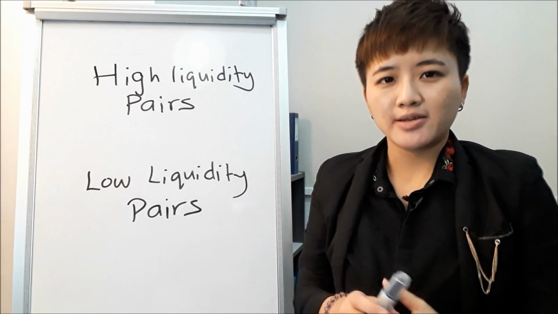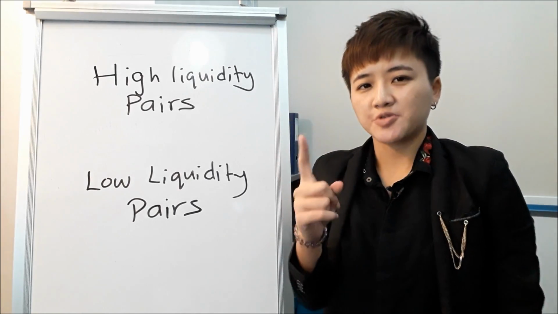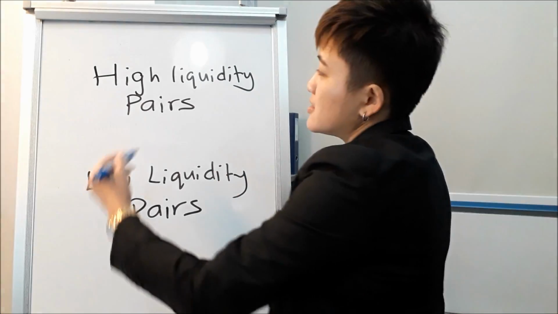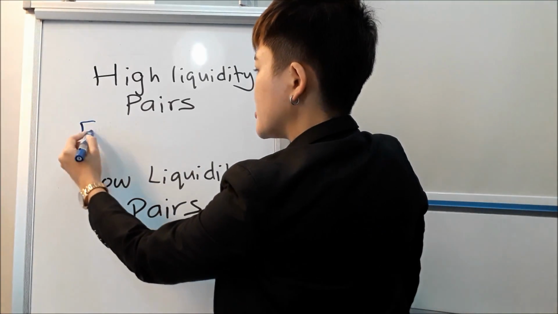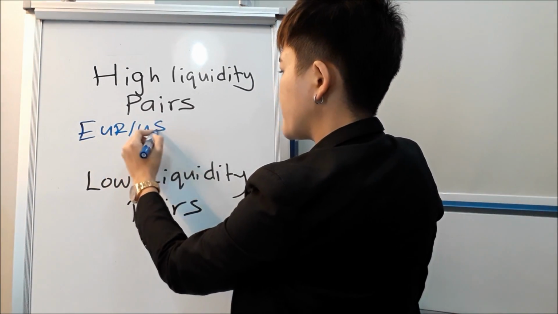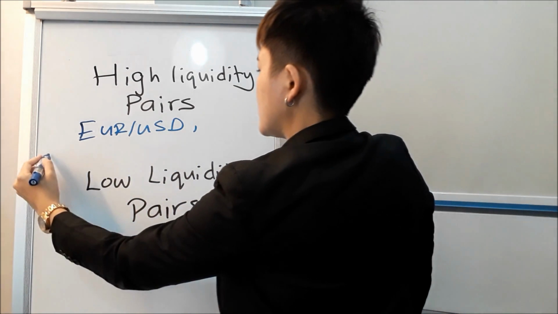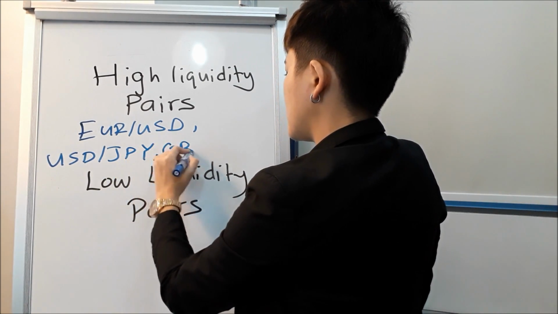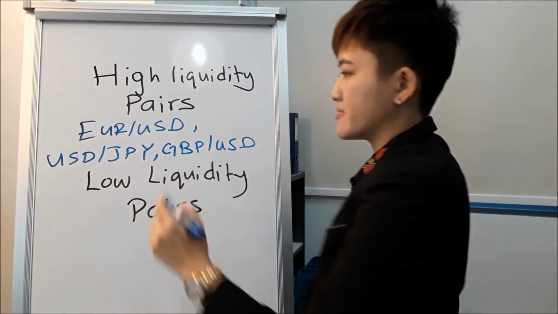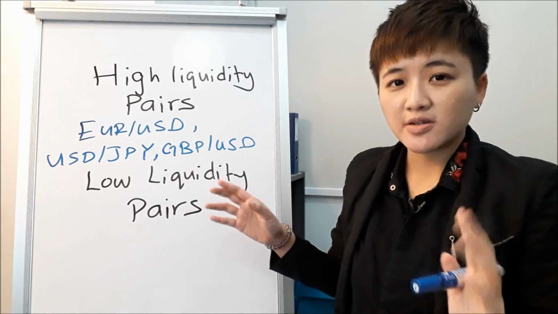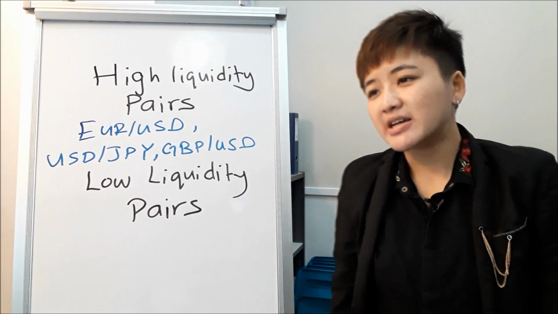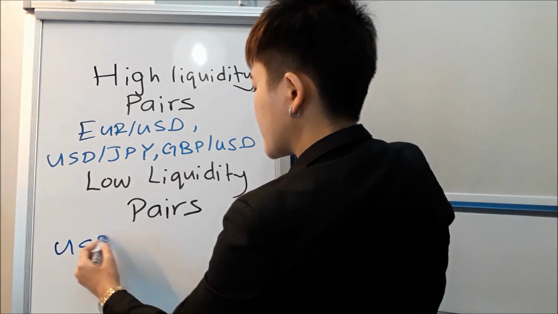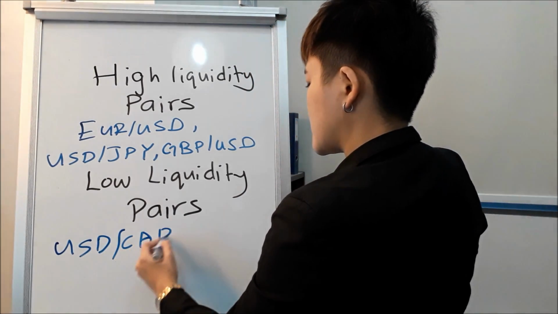Okay, let's just classify the liquidity into two groups, okay? The high liquidity ones and the lower liquidity ones. Now I'm still talking about major pairs, okay? So the higher liquidity pairs, of course, you have your euro dollar, and you have your dollar yen. Then of course you also have your pound dollar. Literally everybody trades. Your neighbor trades it, your dog trades it. Whereas for the lower liquidity pairs, you have the remaining few, which is dollar Canadian.